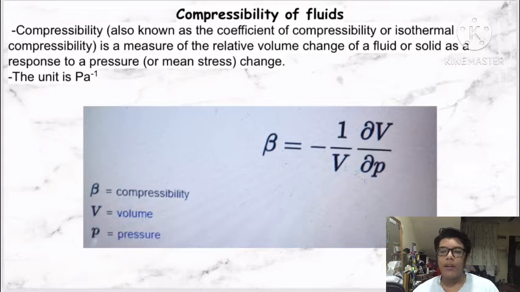The next part is about compressibility of fluids. Compressibility, also known as the coefficient of compressibility or isothermal compressibility, is a measure of the relative volume change of a fluid or solid as a response to a pressure or mean stress change. So the unit is 1 over Pascal.